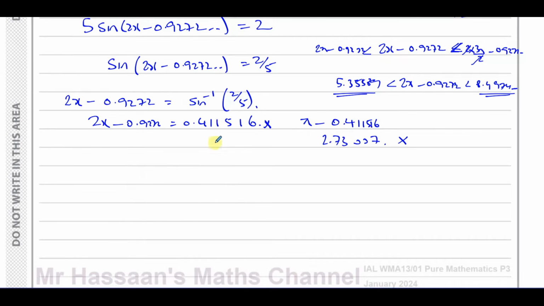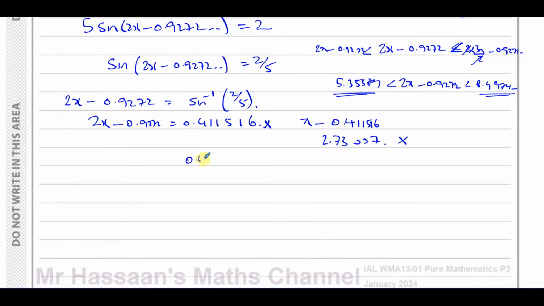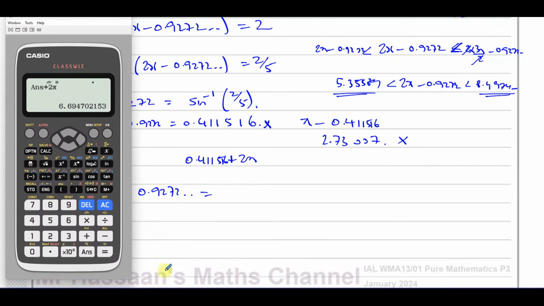So now what do we do? To get the other angles in the range, I add 2 pi. So I'll take the last angle that I got, which was this, and I'll add 2 pi to it. Now that gives me 6.69, and that's in the range. So I'm going to take the angle 0.411516 and add to it 2 pi. So you end up with 2x minus 0.9272 equals 6.6947.